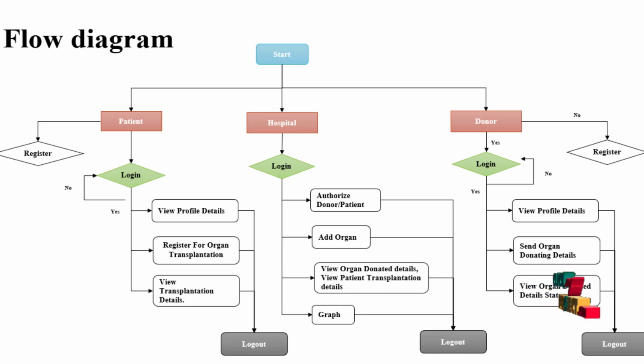It is our flow diagram. First we see the patient module. If the patient already has an account, they may log in; otherwise they register their details and wait for admin authentication. Once the account is authenticated, the patient will log in with his username and password and be redirected to the patient dashboard.